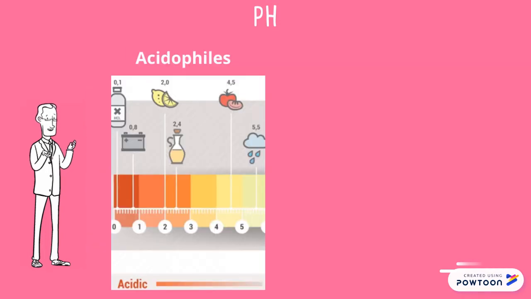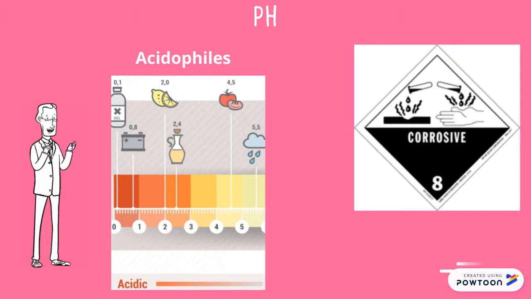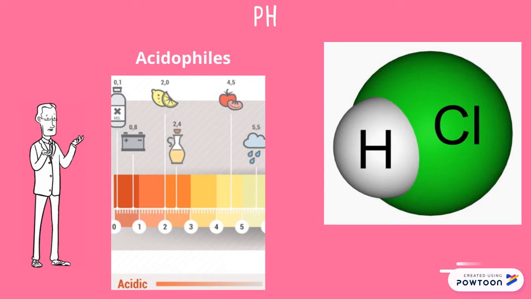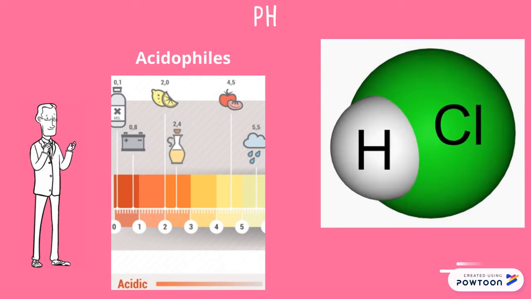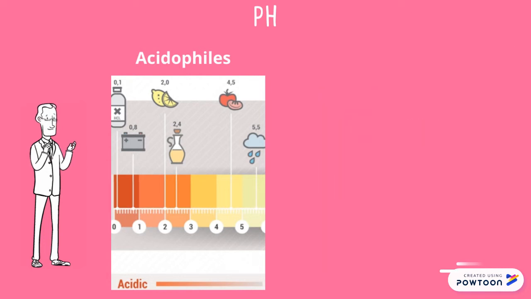Acidophiles are microorganisms that survive and multiply in pH levels of 5 and below. They can survive in the harshest areas with the most corrosive chemicals. This can include living in hydrochloric acid, which has a pH of between 1.5 to 3.5, which is actually in our stomachs.